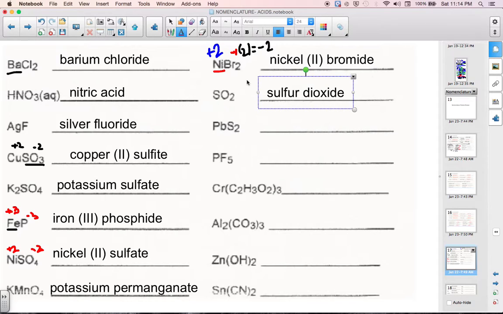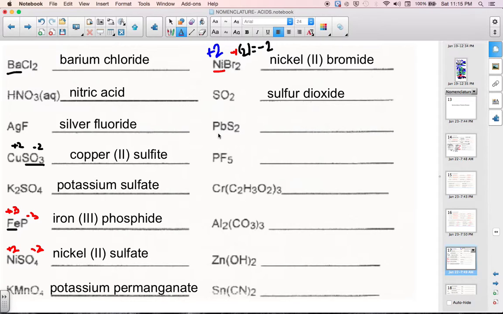So again, for the covalent compounds, I have to use prefixes, so make sure you review the prefixes and use them correctly. Again, on the first element, you never use the prefix mono on that first element. Okay.